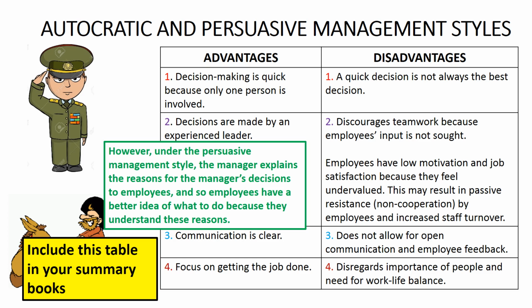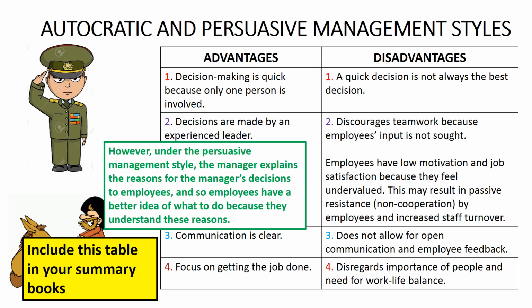The final advantage of both the autocratic management style and the persuasive management style is that they focus on getting the job done. In the end, the success of a business depends on it doing things, whether that's selling more products, installing new technology, or developing a new product. The benefit of these two management styles is that they have a focus on achieving what the business needs to achieve to be successful.